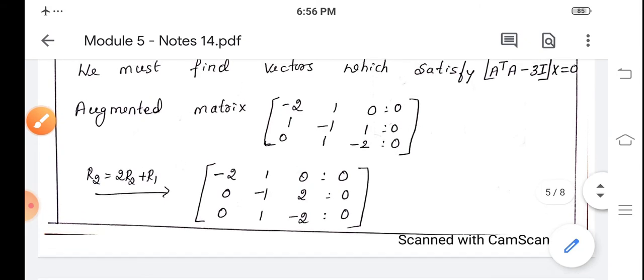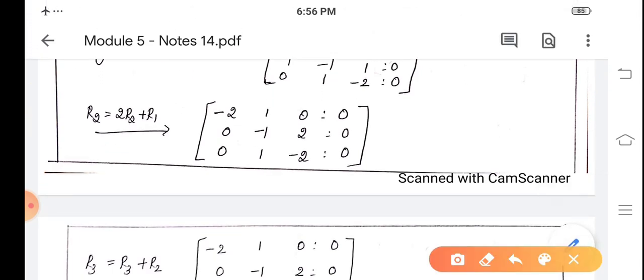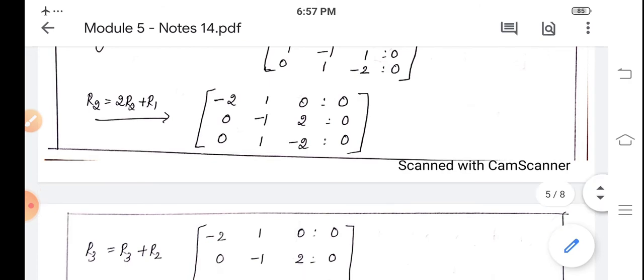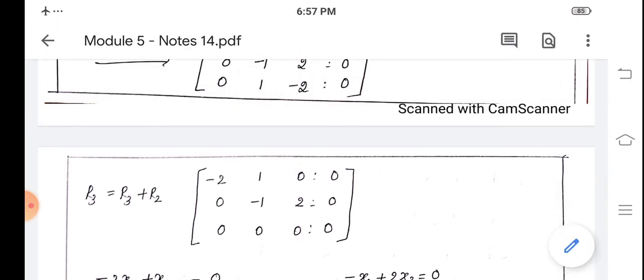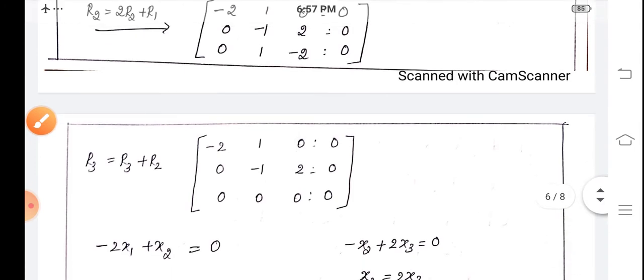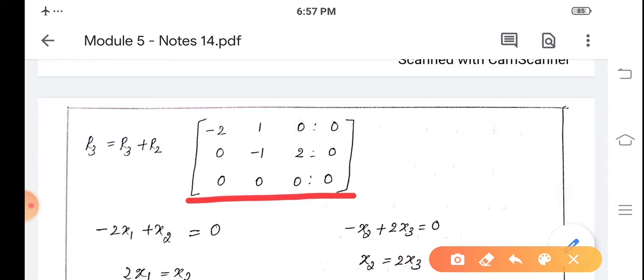by writing row operations. We require a row operation for the second row, that is R2 equal to 2 times R2 minus R1. Now we are getting the augmented matrix minus 2, 1, 0, 0, 0, minus 1, 2, 0, 0, 1, minus 2, 0. Again, to get the echelon form, we require a row operation for the third row, that is R3 equal to R3 plus R2. So it becomes minus 2, 1, 0, 0, 0, minus 1, 2, 0, 0, 0, 0, 0.